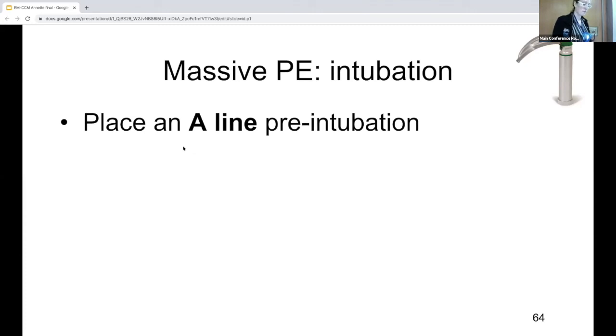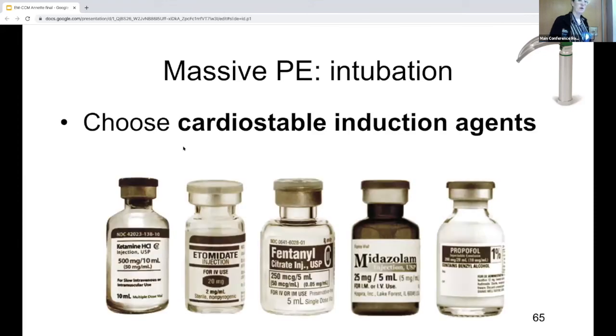Next one, again, place an A-line early so that you will notice immediately if there's any hypotension. For that, again, it's not a junior line. Have someone do it who doesn't cause trauma to the artery. And now choose cardiostable induction agents. So these are our usual suspects.